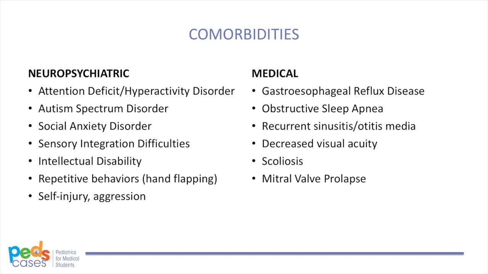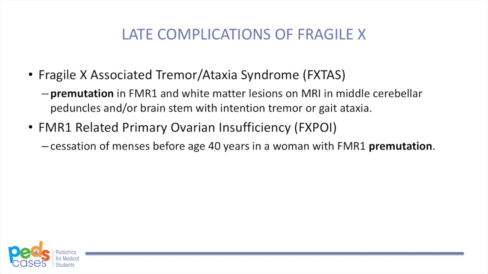In addition, there are 2 late-onset conditions to be aware of, especially in those with pre-mutations. One is called Fragile X-associated tremor ataxia syndrome, or FXTAS, which involves white matter lesions on MRI scans with intention tremor or gait ataxia clinically. The other, only seen in females, is FMR1-related primary ovarian insufficiency, or FXPOI, which is cessation of menses before 40 years. All right, I'll try to read more about that, but it is generally in adults, not children, right?